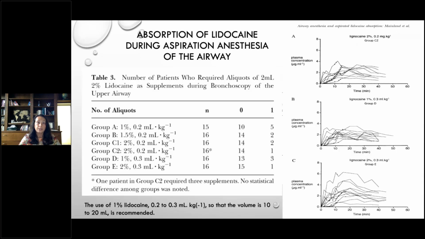But according to their study, the use of 1% lidocaine, 10 to 20 ml, is sufficient to prevent coughing and sustained coughing, and higher concentrations did not show any meaningful improvement in the sustained cough. So their recommendation was to use 1% lidocaine, 0.2 to 0.3 mL per kilogram, to a volume up to 20 milliliters.